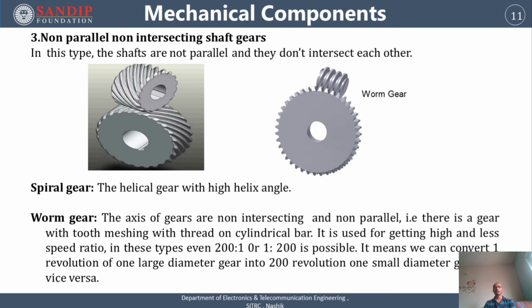You can see high speed is converted into very low speed, or 1 to 200, meaning low speed is converted to high speed is also possible. It means we can convert one revolution of one large diameter gear into 200 revolutions of a small diameter gear, and vice versa.